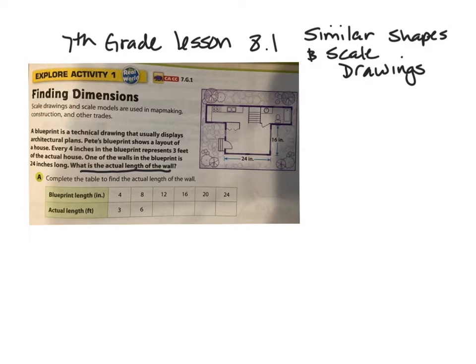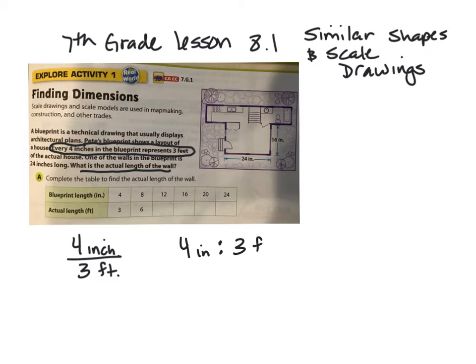This is the blueprint, 24 inches on the little paper, but the real wall, how big is that going to be? In order to know how big that's going to be, we need to know what scale factor they used, and they gave that information here. Every 4 inches represents 3 feet. And we can write that as a ratio. 4 inches is 3 feet. Remember, ratios can be written this way: 4 inches to 3 feet, or just 4 inches to 3 feet. Remember ratios from last year.